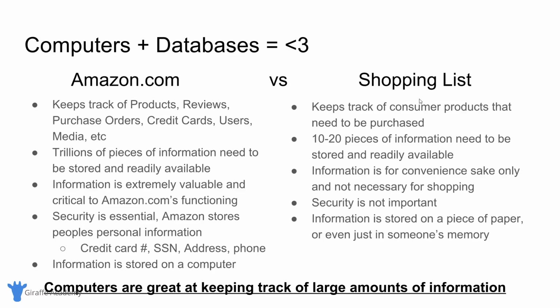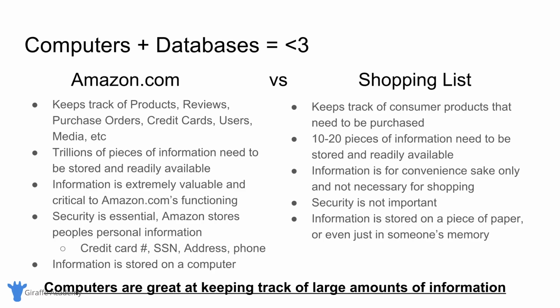It's a collection of related information, right? A collection of products that you want to buy from the store. Amazon.com is also a database, right? Amazon's storing all this product information, all of this user information. They're storing reviews on the products, the prices of the products. They're storing all of this information.